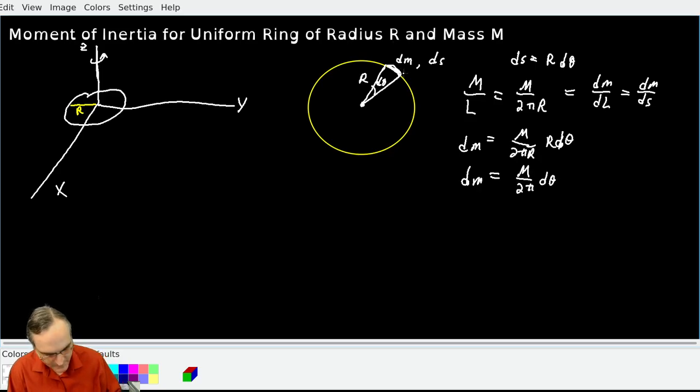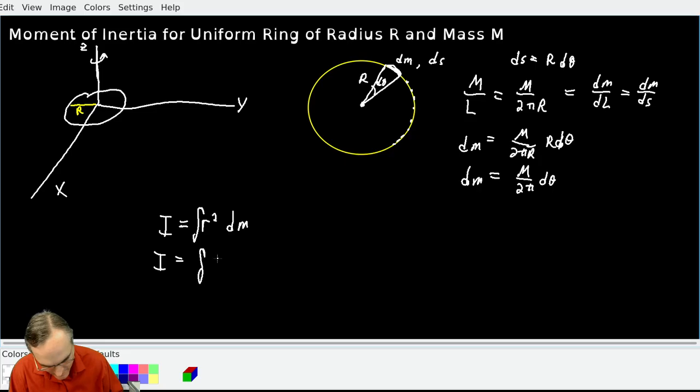Now notice, every piece along here, every dm, is the same distance away from the center. It's always capital R. So when we go to set up our integral of r squared dm, we're going to have it just be capital R. It's always a distance big R, the radius of the ring, away. dm, that'll give us m over 2 pi d theta.